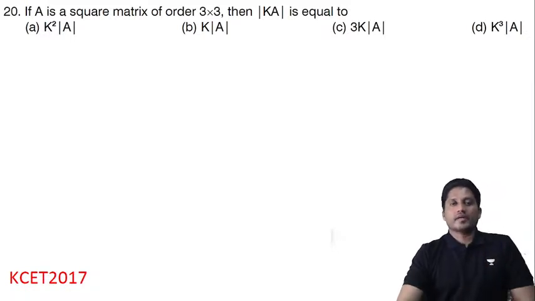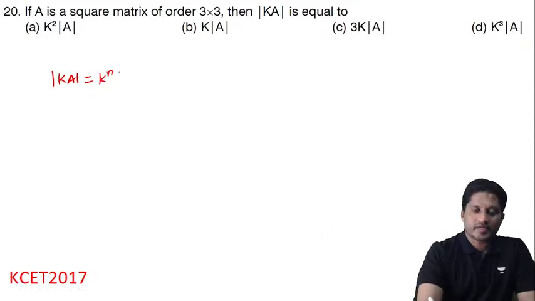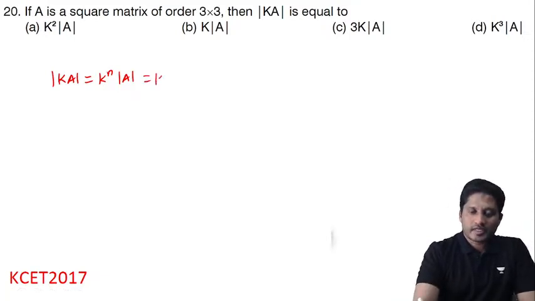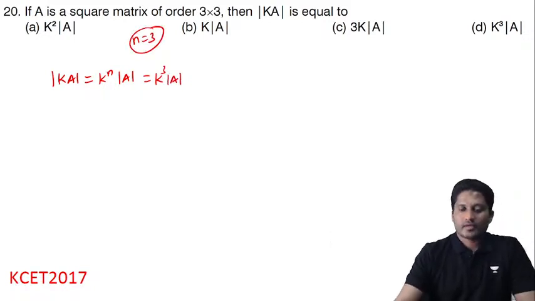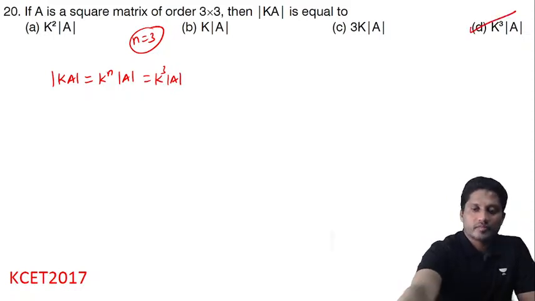A is a square matrix of order 3 by 3. Then what is the determinant of kA? The determinant of a scalar times a matrix: if you take k outside the determinant, it is k power n into determinant A, where n stands for the order of the matrix. A is a matrix of order 3 by 3, so this is k cube into determinant A. The answer is option D. Let's move to the next question.